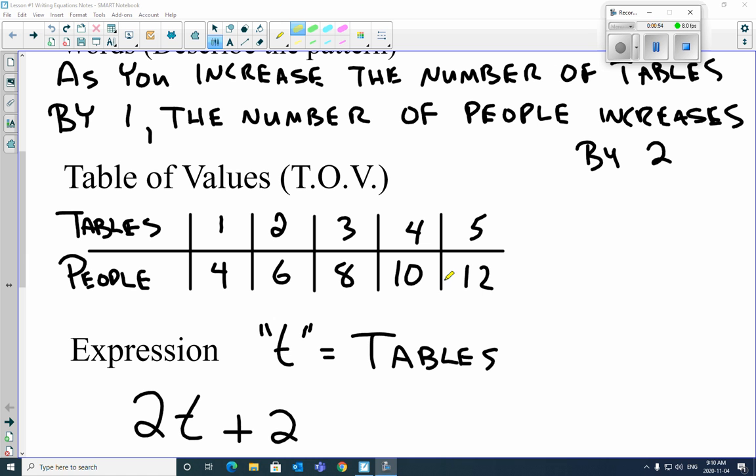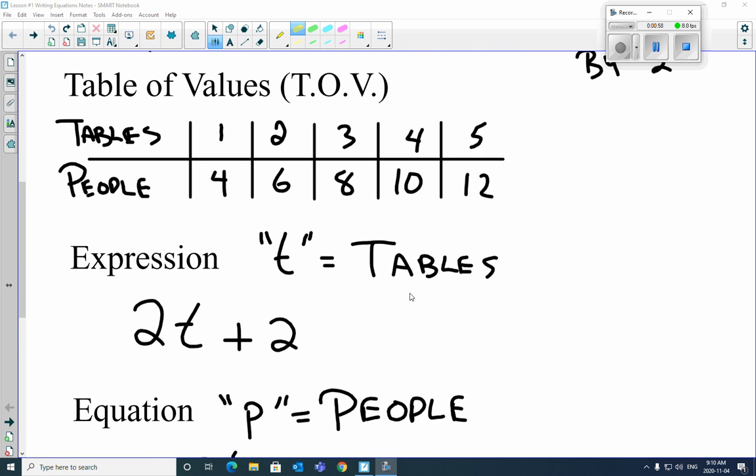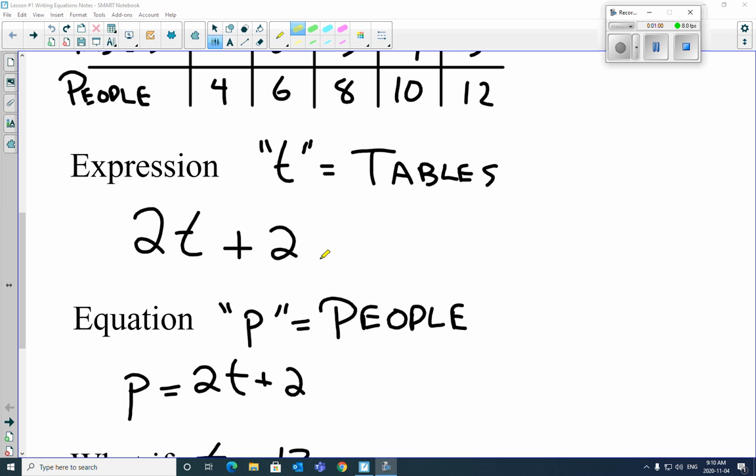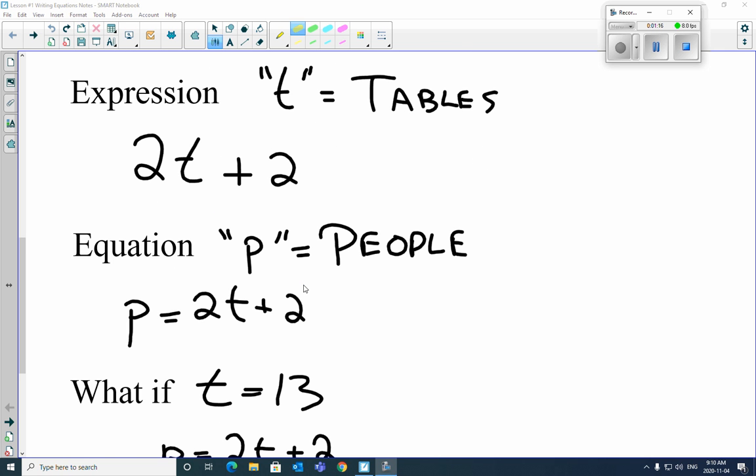Where did those come from? We didn't have any pictures. Well, we can see the pattern is going up by 2. Then we can create what's called an expression. Now, the big difference between an expression and an equation is that equal sign. The expression is just the variables and the numbers. So we define our variable t equals tables, and to create this, we create basically an expression, 2t plus 2. And what this does is it allows us to figure out for any number of tables we want, the number of people. Equation: p equals people, so the number of people equals 2 times the tables plus 2.